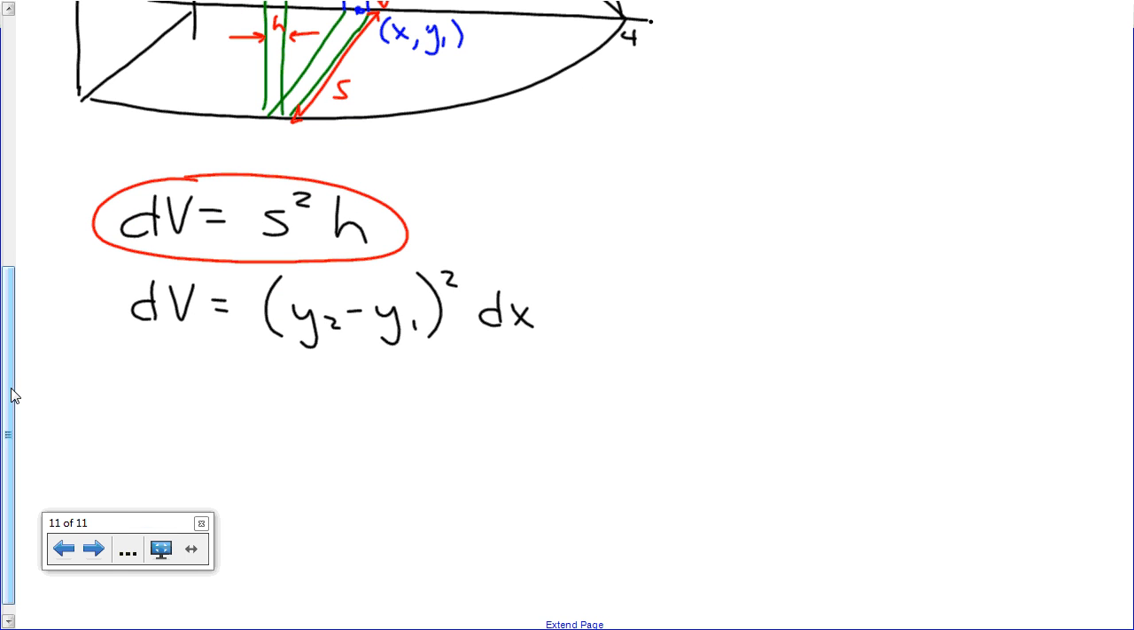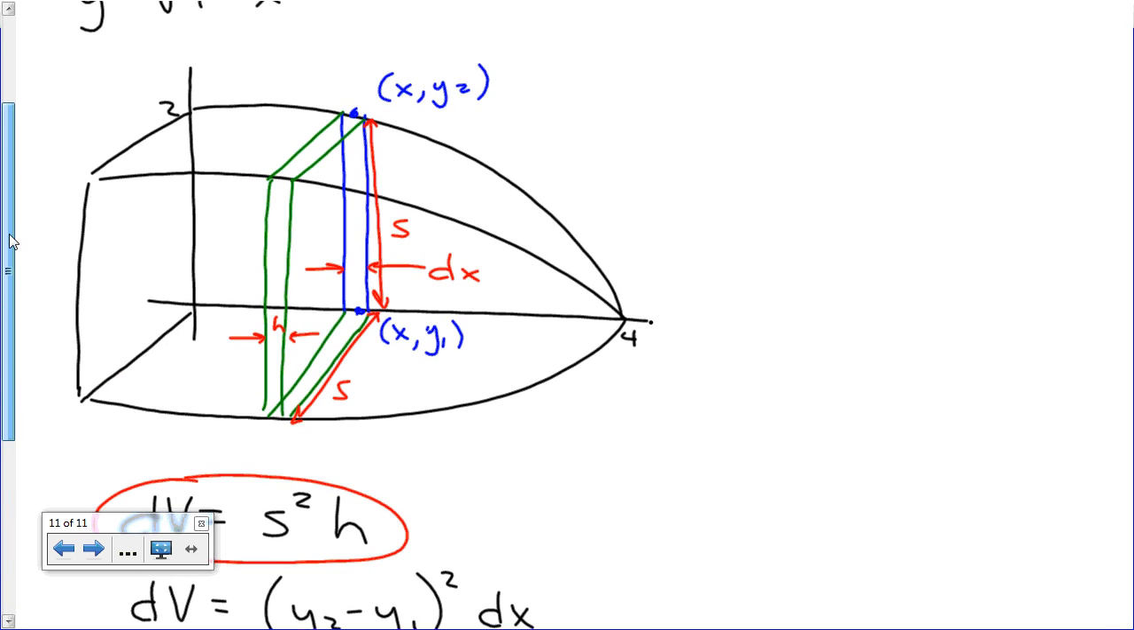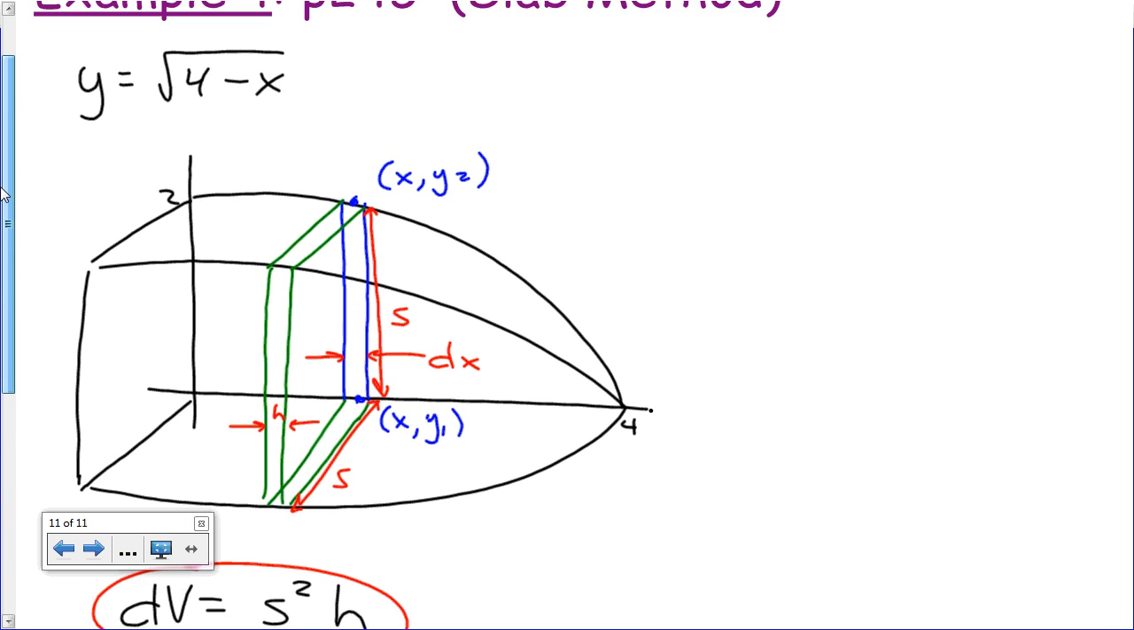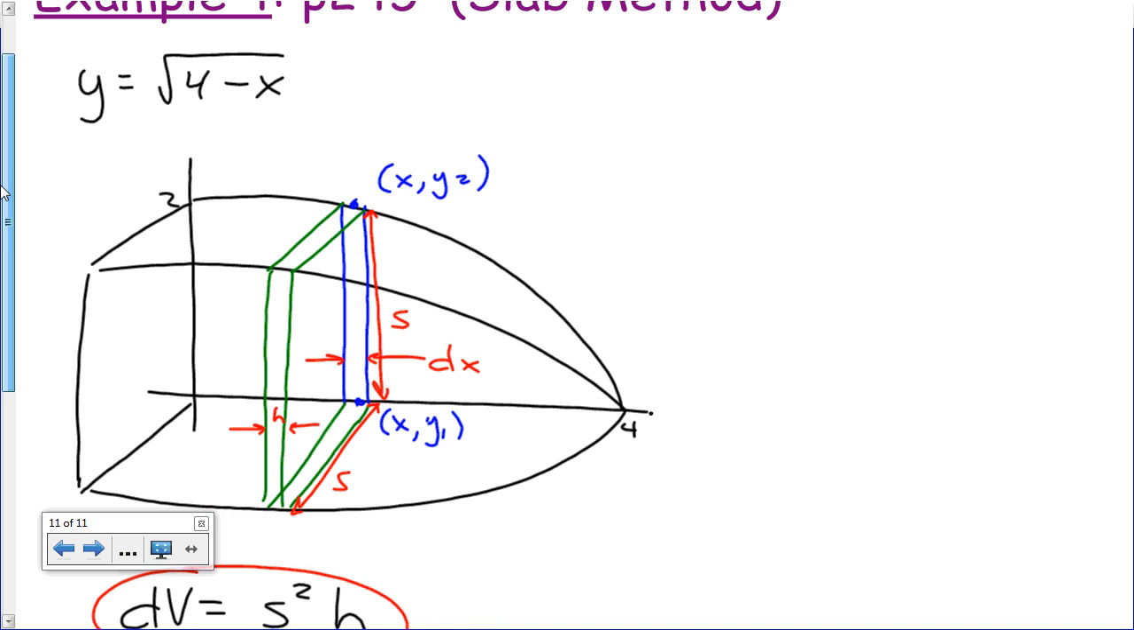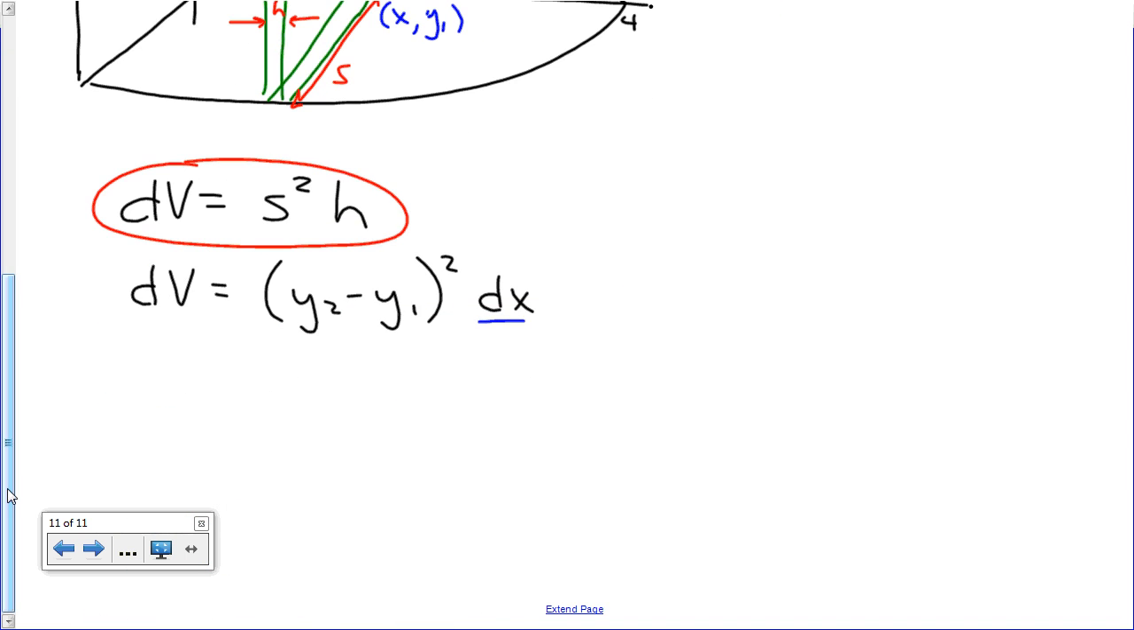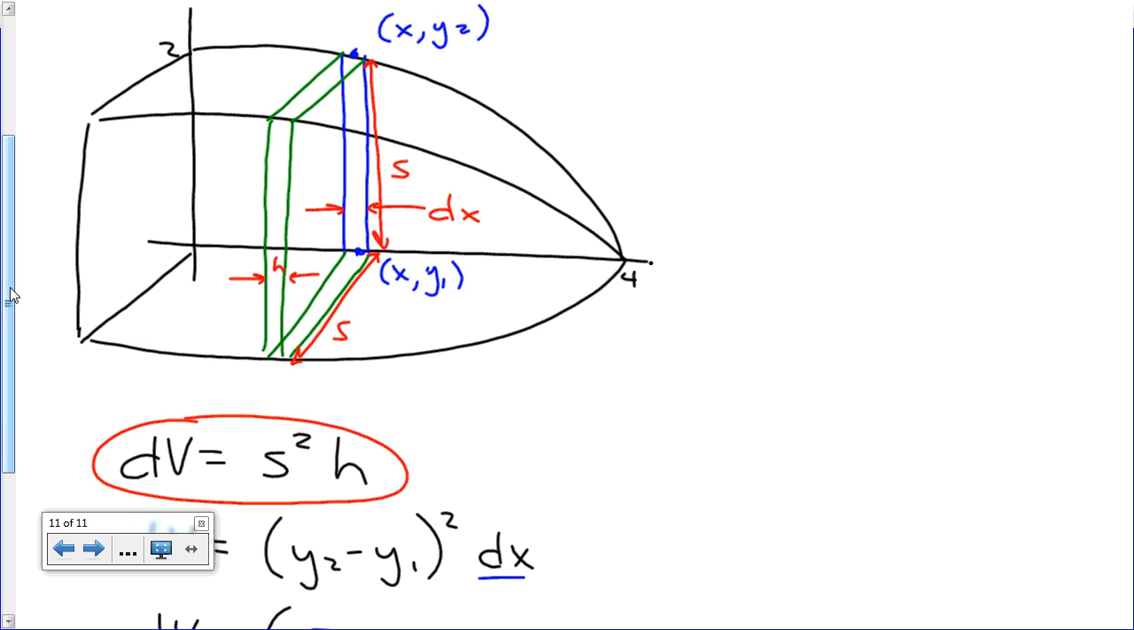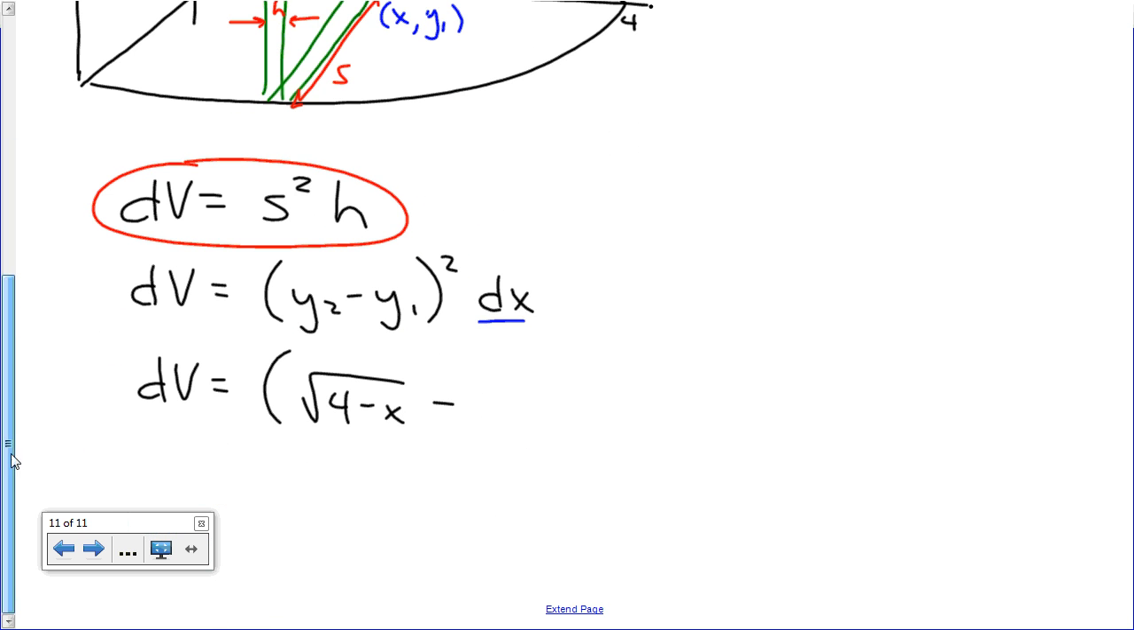All right, look at your differential. The differential is dx, so that tells me I want to get rid of the y values, y2 and y1, and replace them with x values. So y2 is on the curve, so y2 is going to get replaced with the square root of 4 minus x. So dV is equal to the square root of 4 minus x, and then minus y1. y1 is actually on my x-axis. That's where y is equal to 0.